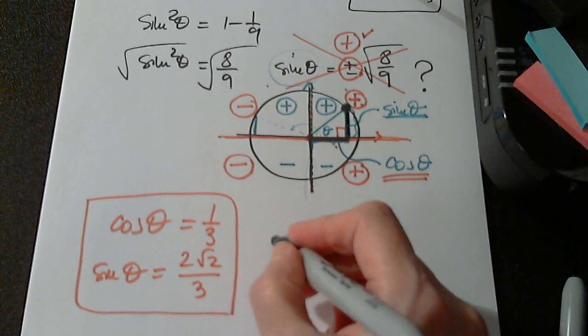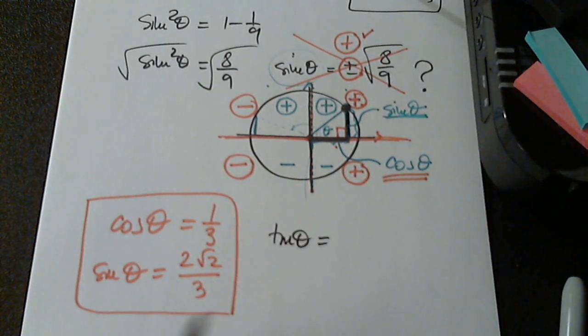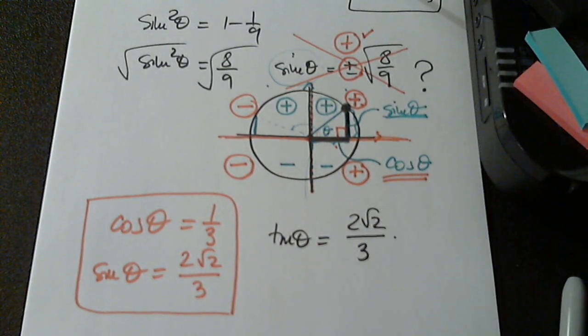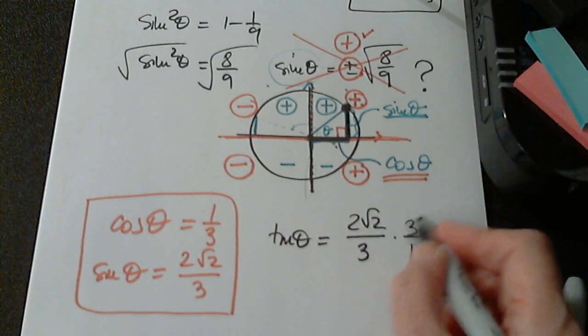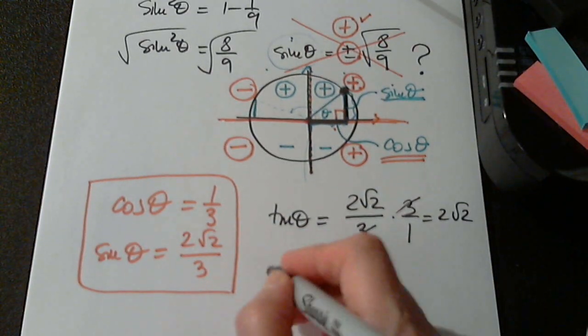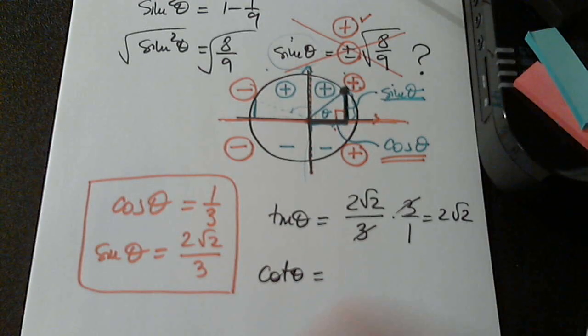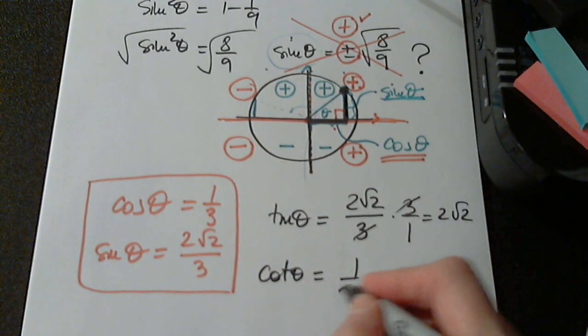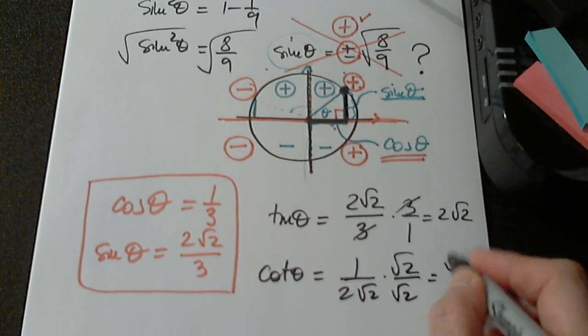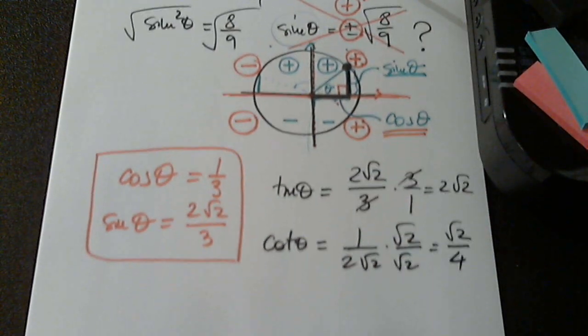Now because I have tangent theta, which is this over this, 2 the square root of 2 over 3, flip: 3 over 1. So this is 2 the square root of 2. Cotangent theta must be 1 over this, mandatory. I rationalize, and I get the square root of 2 over 4.